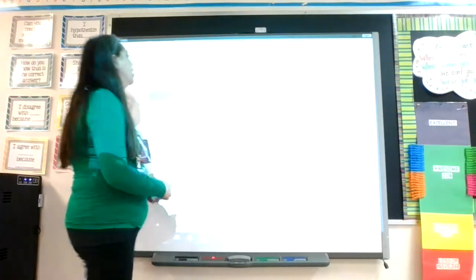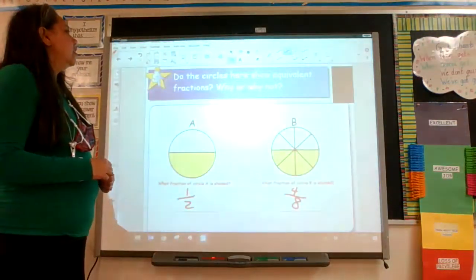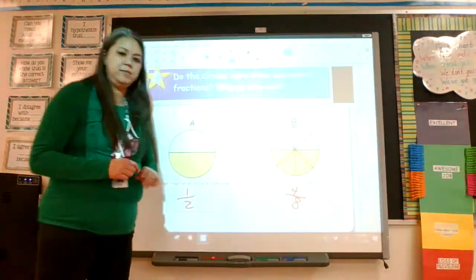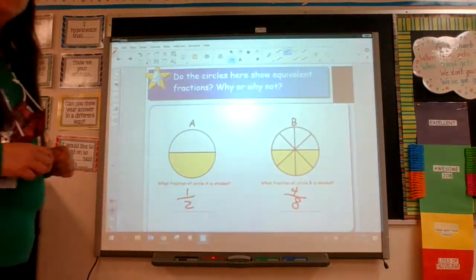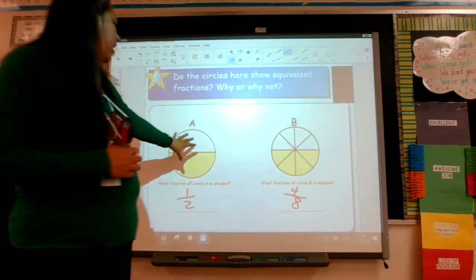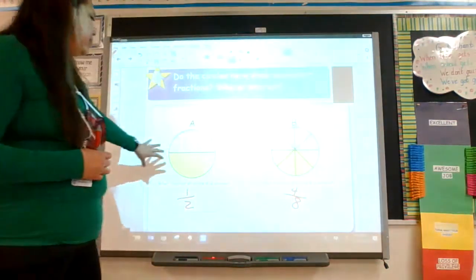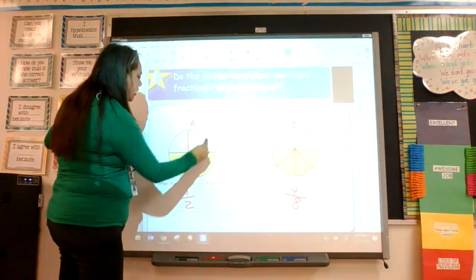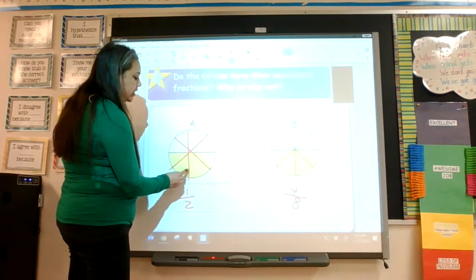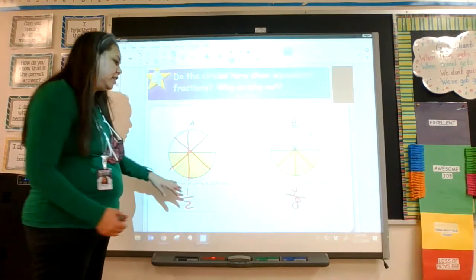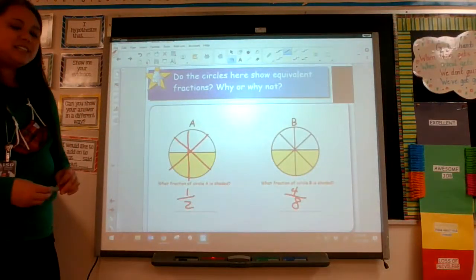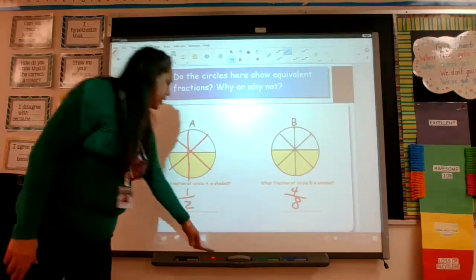4. Now let's go back. Do these show equivalent fractions? Is this equivalent to this? Well, think about it. If it was the same circle, this one is just cut up twice, but if I came back in here and decided to cut it up, and if I did it perfectly, is the same amount shaded if I cut it into eighths? Exactly right. So those are equivalent.